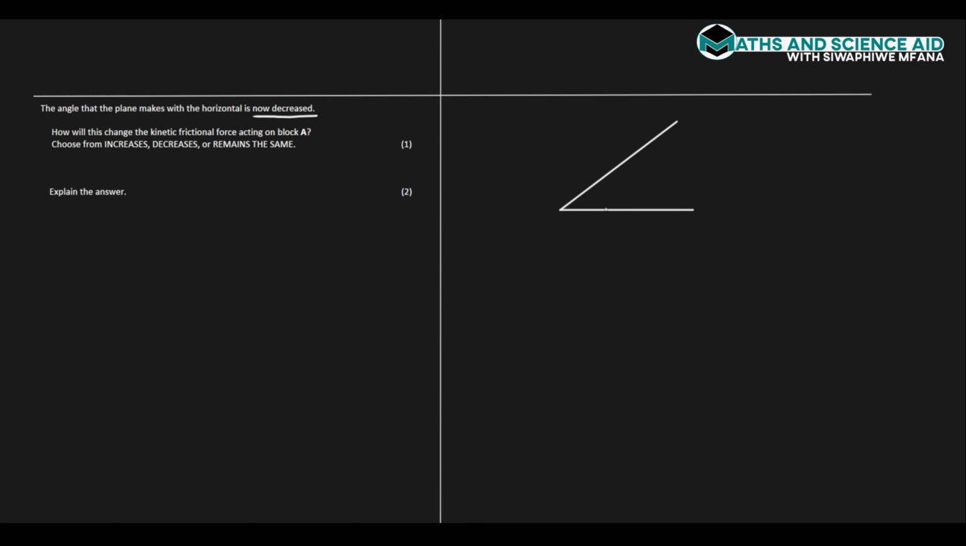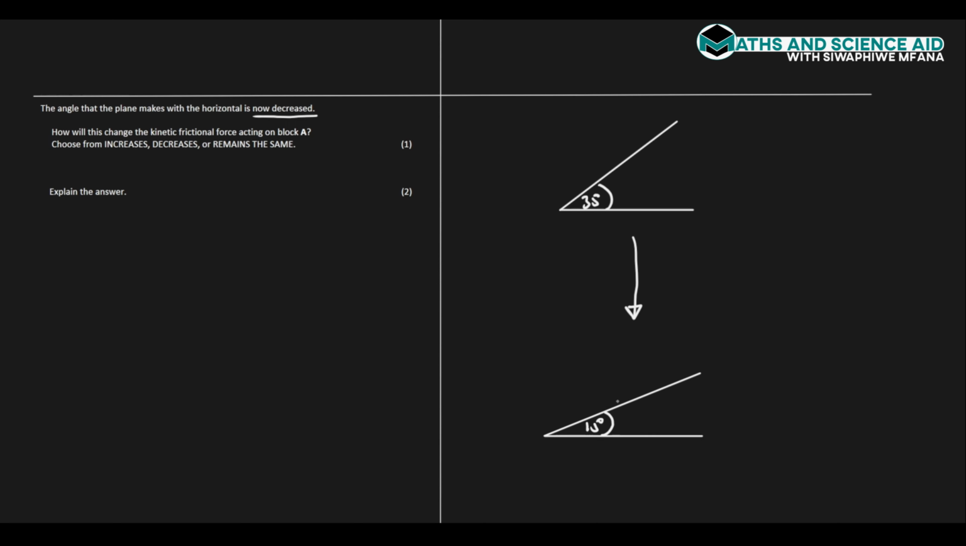Our plane was inclined with an angle of 35 degrees. Now, what we are being told is that the angle of that plane with the horizontal has now been decreased. So let's say that, for an example, it has been decreased maybe to 15 degrees. Okay? So how would that affect the kinetic frictional force acting on block A?